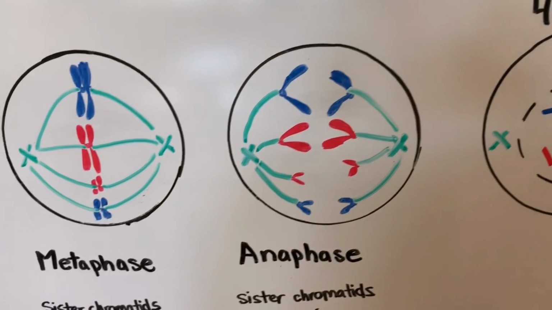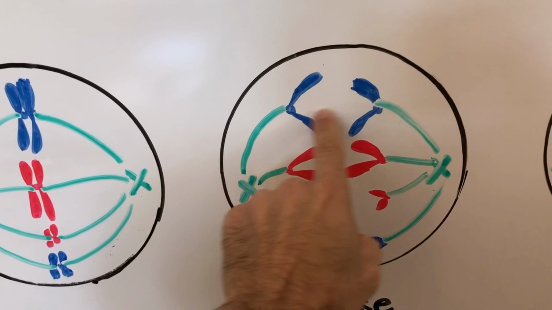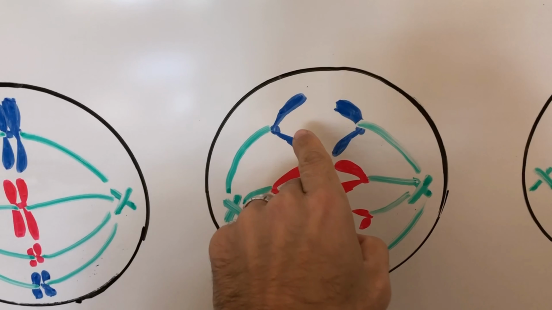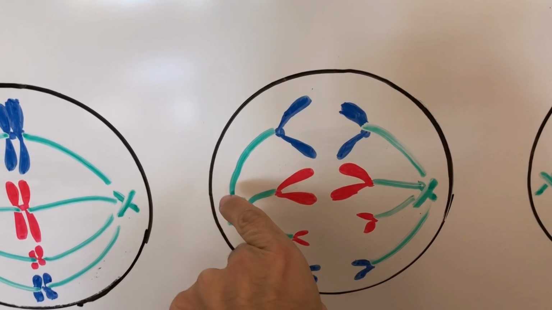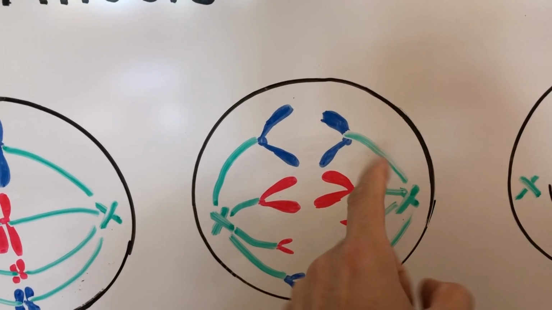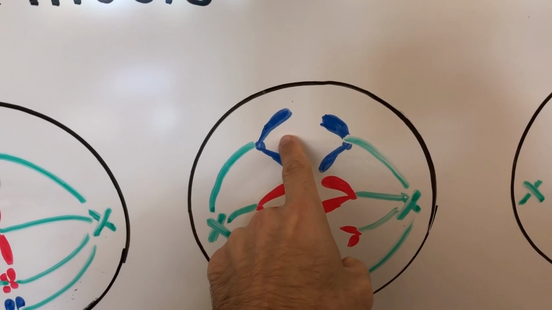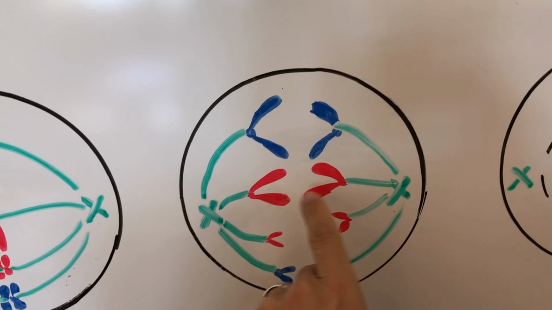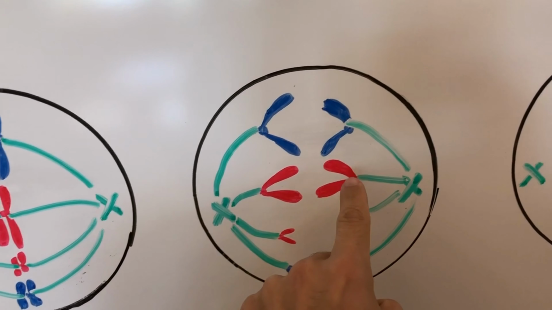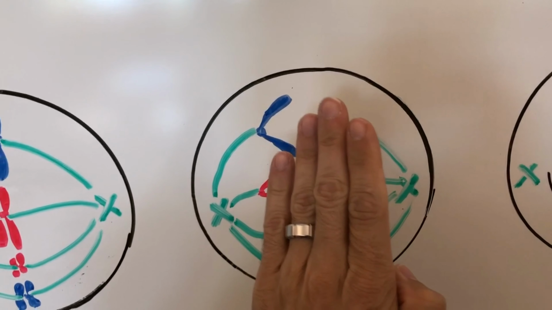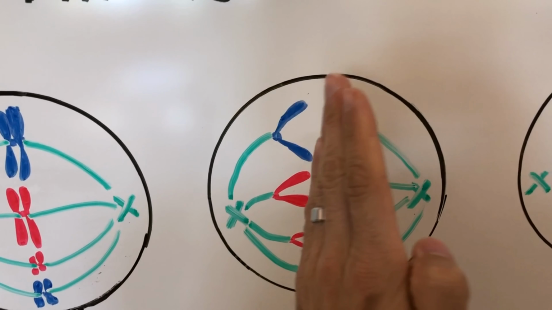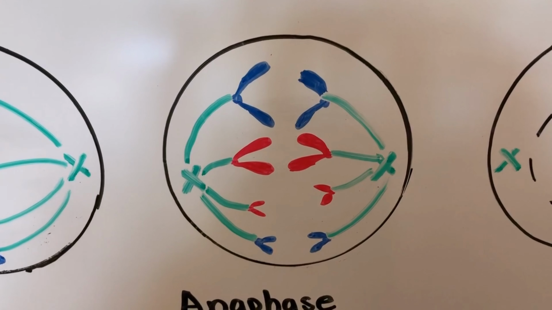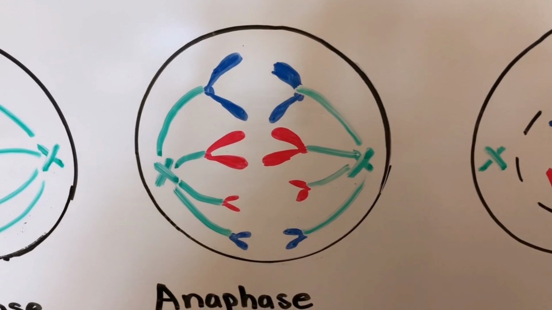So why is that important? Remember, these sisters are the exact same information, right? So the same information is going to this cell as is going to this cell. If this is dad's chromosome 1 going to this cell, this is another exact copy of dad's chromosome 1 going to that cell. And there's mom's chromosome 1 heading to this cell, mom's chromosome 1 heading to that cell. So whatever information is heading to the left, that same exact information is heading to the right, because its sister chromatid is heading to the right, and that is an exact copy.